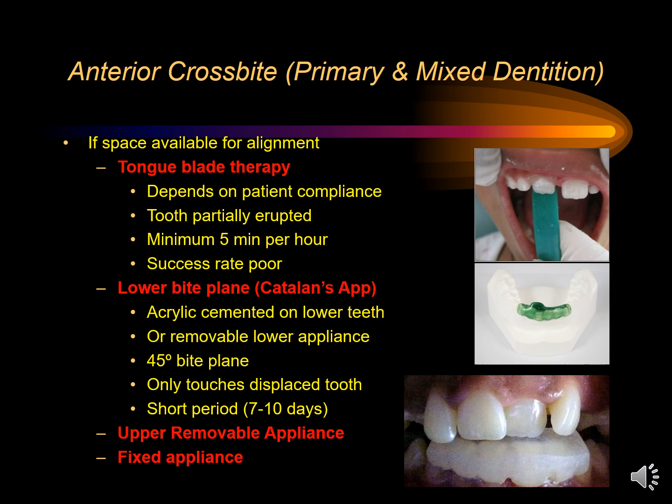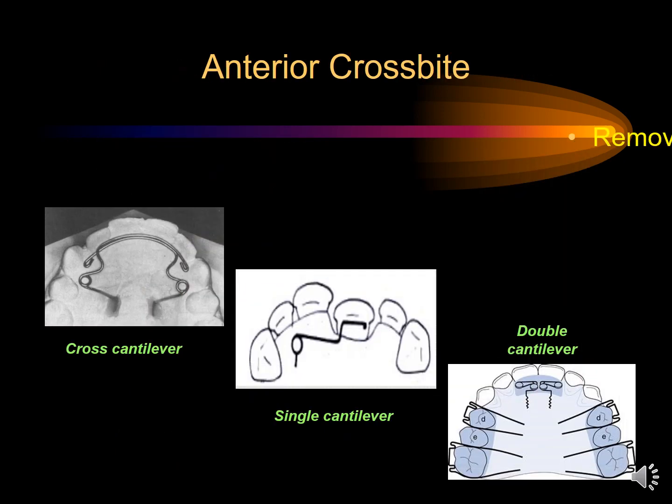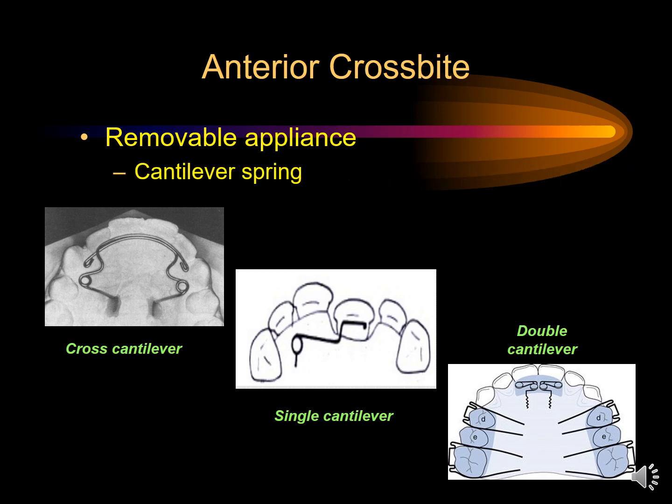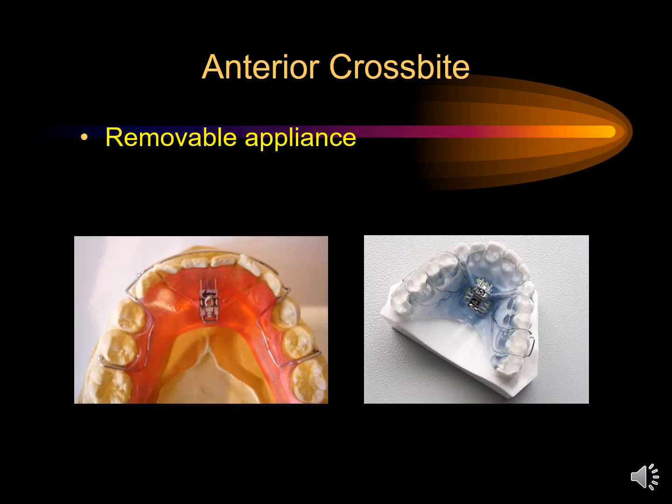Now, the other ways we could use are an upper removable appliance or a fixed appliance. Now, with a removable appliance, we can either use cross cantilever springs, single cantilever springs, or double cantilever or Z springs. Okay, also with a removable appliance, we can use a screw plate.